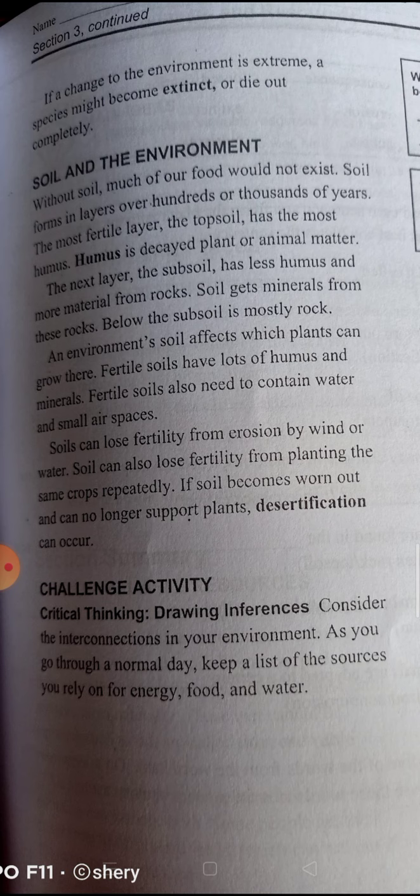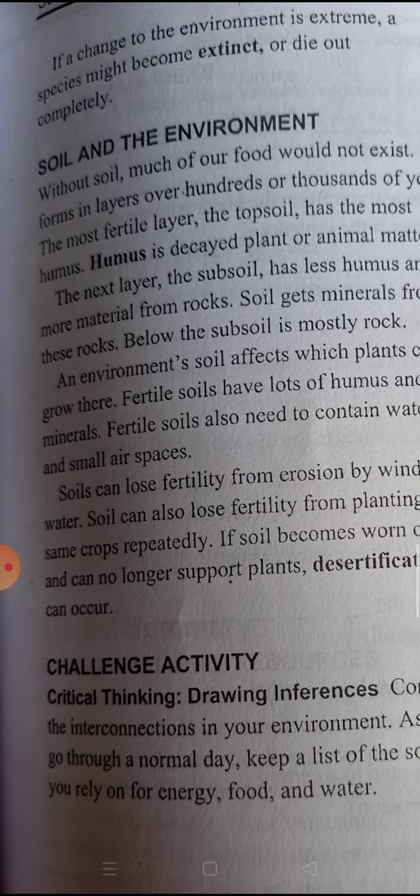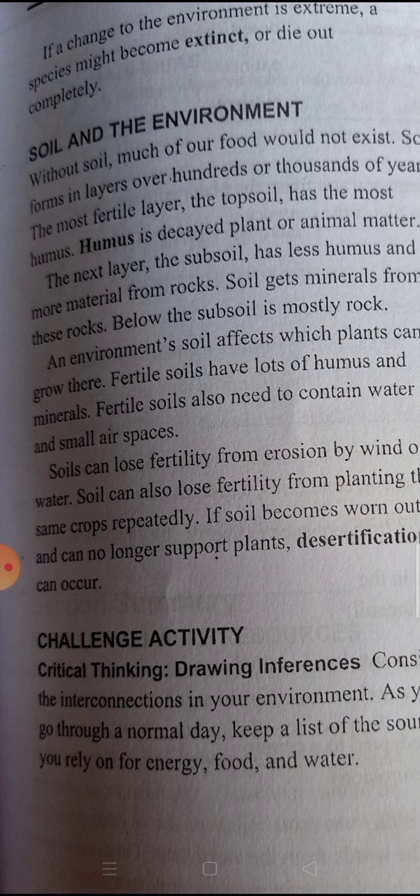Our lesson today is about soil. We talked before about the environment, and today, soil. Our part today: soil and the environment. Open your workbook, page 26, and concentrate with me, please.